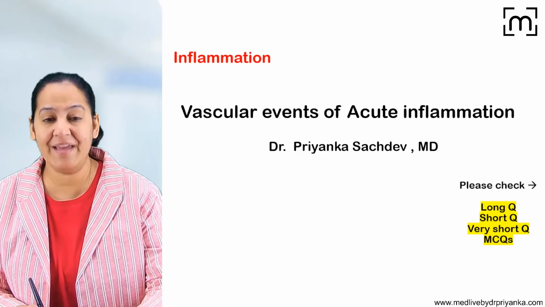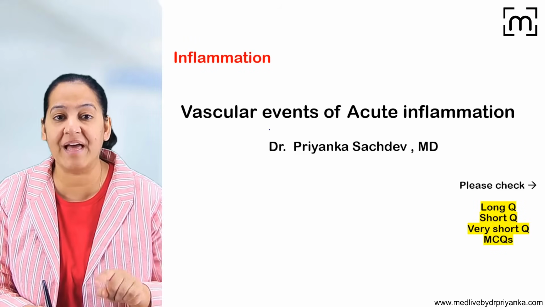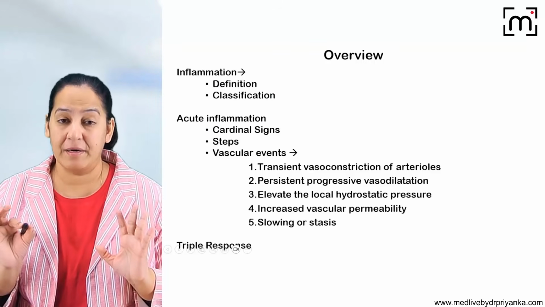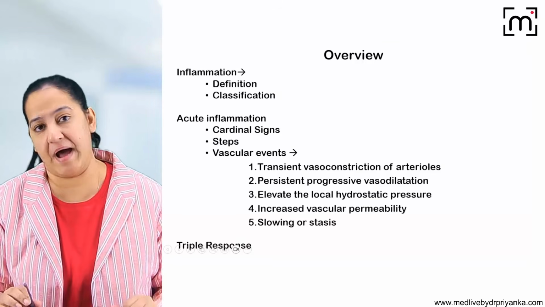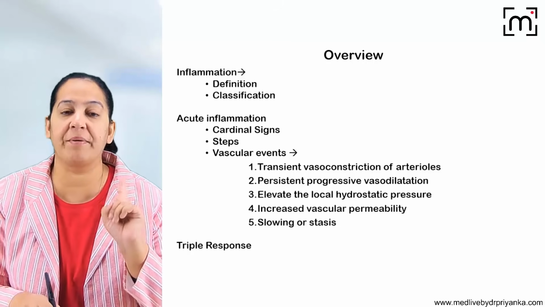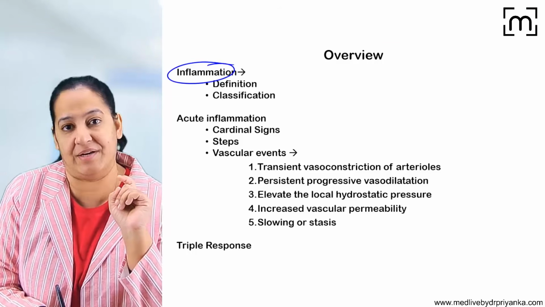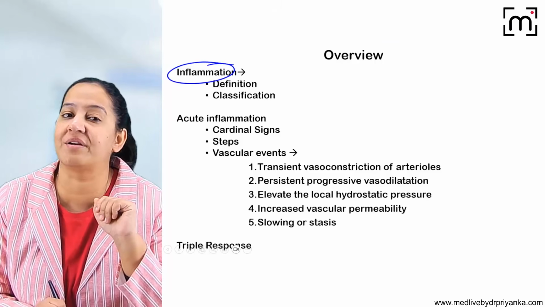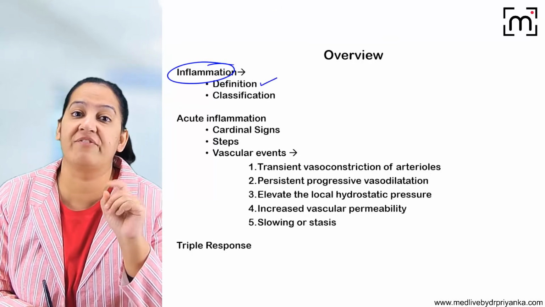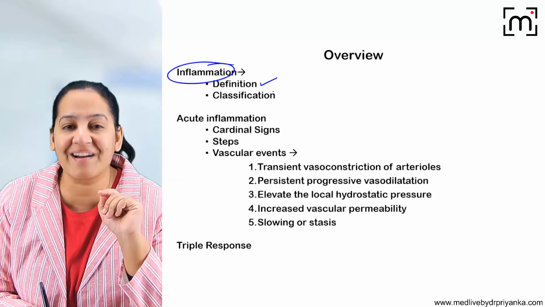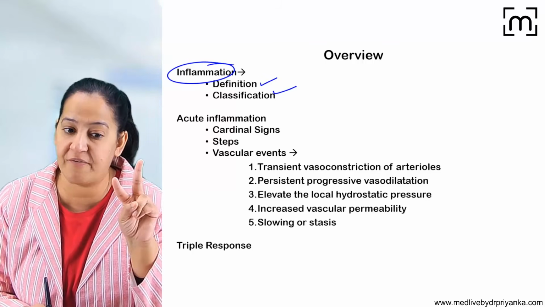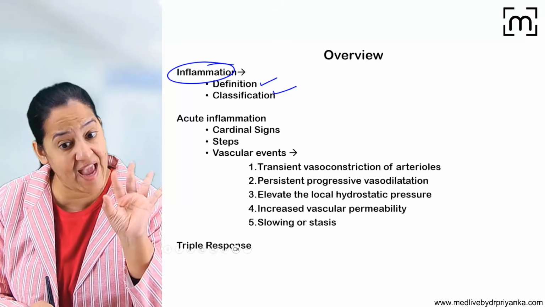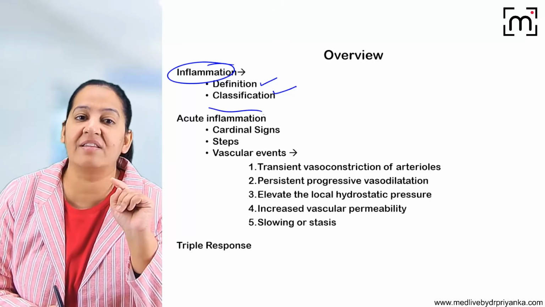So I guess you can see we are starting the important topic, that is vascular events of acute inflammation. You must know how to frame your answer in your university exam. In this topic, first of all, I will tell you what is inflammation. If you don't know what is inflammation, how can you understand the vascular events of acute inflammation? So first understand the definition of inflammation, then the classification of inflammation, the two types, acute inflammation and chronic inflammation, out of which we are dealing with acute inflammation here. Then we will start the acute inflammation.